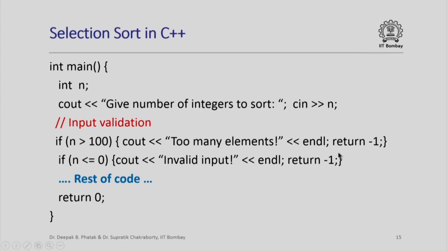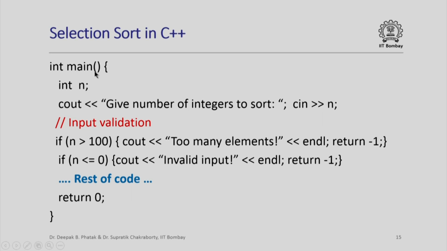Note, I am returning minus 1 from the main function. The main function can return any integer value, as opposed to returning 0, which is the usual thing that we did for most of our main functions in our programs. Now what does this do?